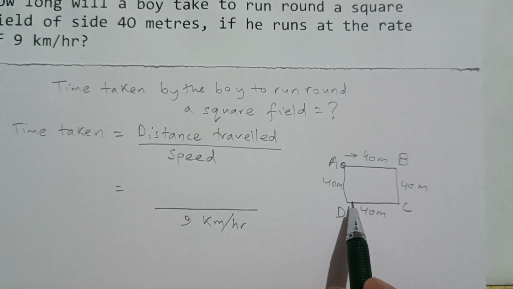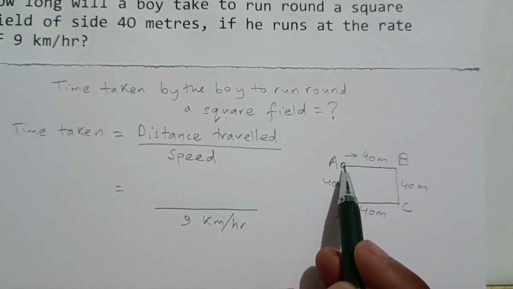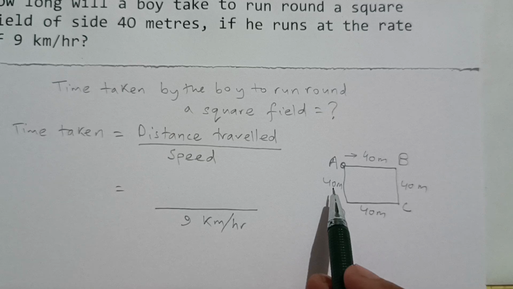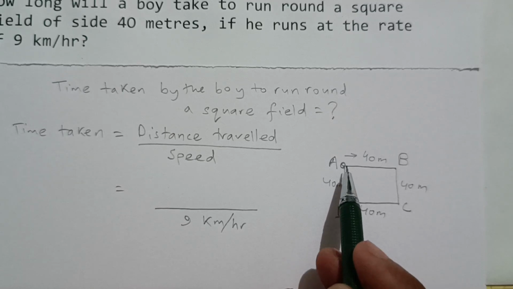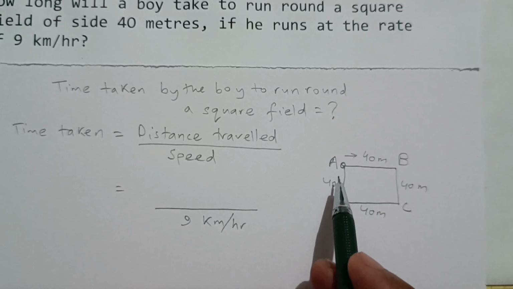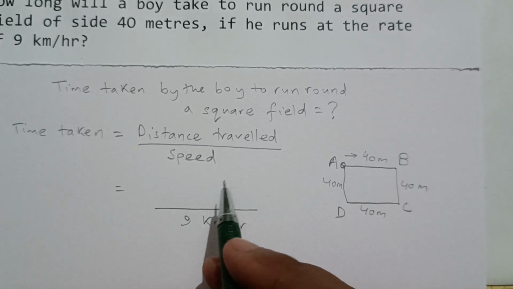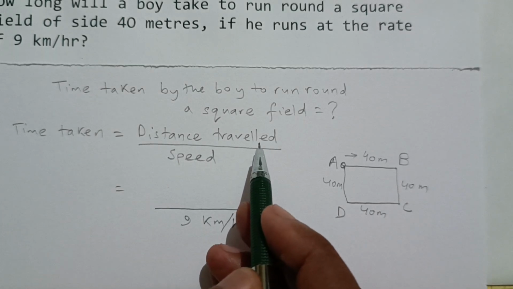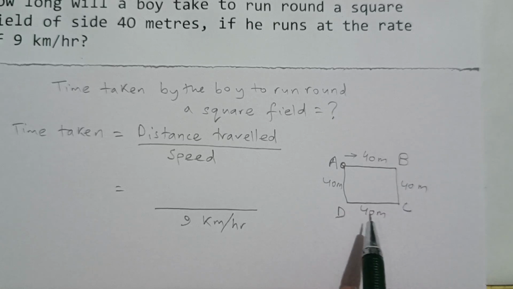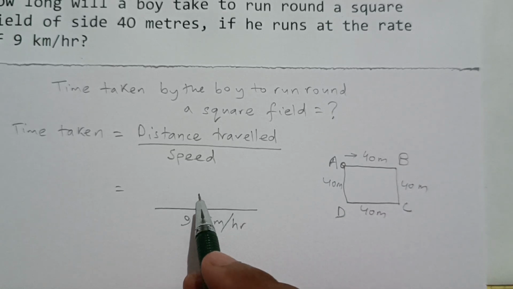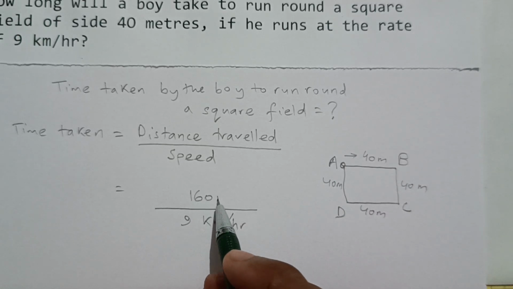Then from C to D. So 80 plus another 40, 80 plus 40 is 120. And then from D, he will come back to A. So 120 plus 40, which is 160. So the total distance traveled when he is running around this square field is 160 meters.